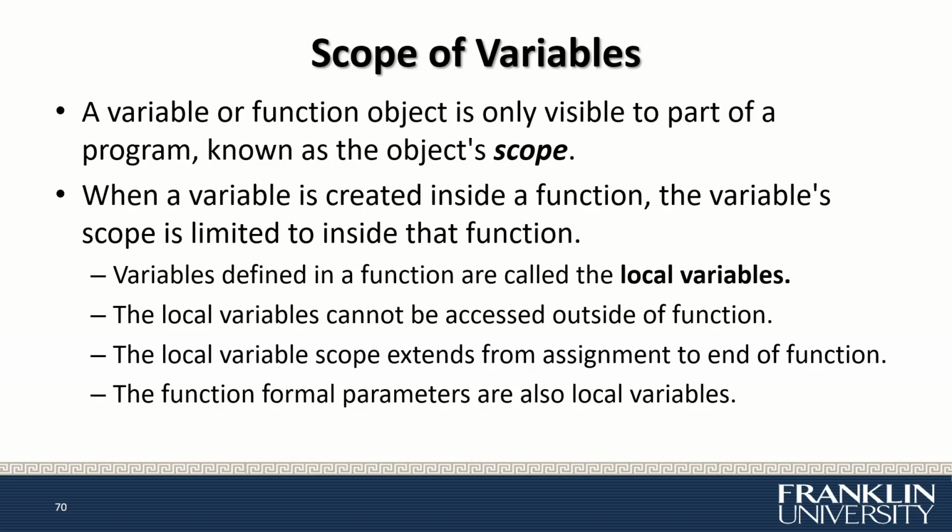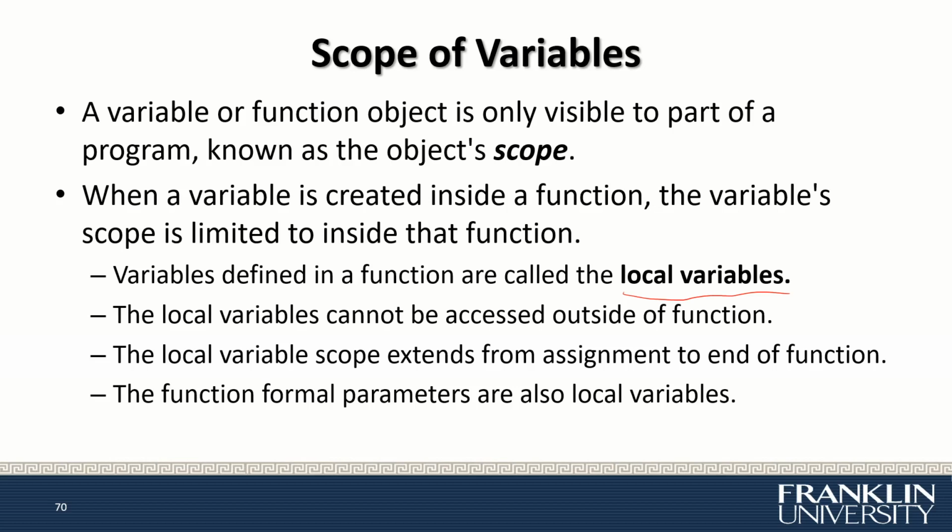Scope of the variables. The part of the program where a variable or function object is visible is known as the object's scope. What that really means is, when a variable is created inside a function, the variable's scope is limited to the inside of the function. This is what we call local variables. They have what we call the local scope. And the scope of the variable extends from the assignment to the end of the function.